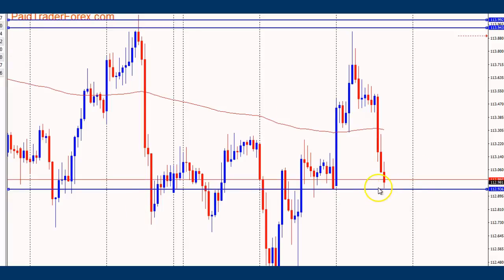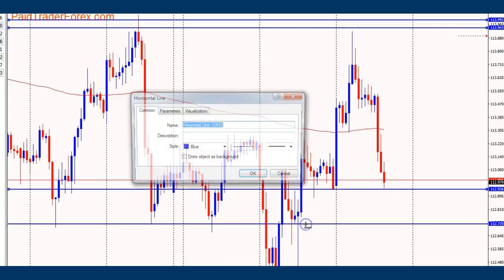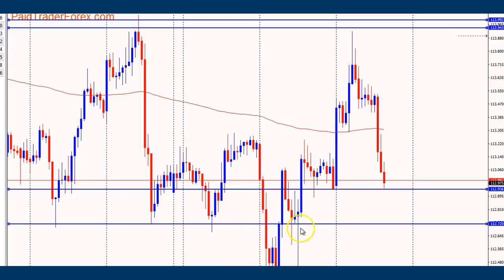Now, if it violates this support area, where do you think the next likely area of support would be? I would say probably right in here, because as you can see, price came down but couldn't stay that low. If you look at the bodies of these candles, this would probably be its next area of support. After this area, it would be right about in here. This would be another area of support. Okay?